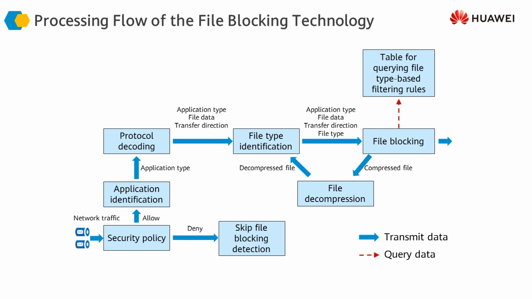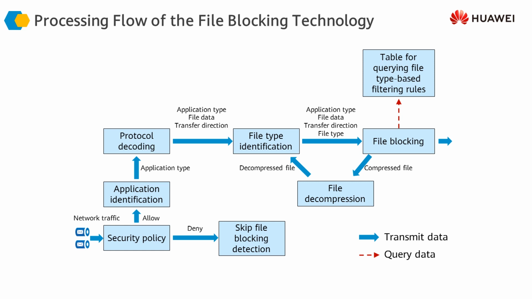Then based on that file type, we are going to look at the file blocking techniques, whether we want to block the file or not. Based on the filtering rules that we have configured, we will decide whether the file needs to be blocked or not. And if the file is compressed, we are going to decompress the file, go through the identification process, and then send it to the file blocking mechanism to decide, based on rules, whether to block this file or not.